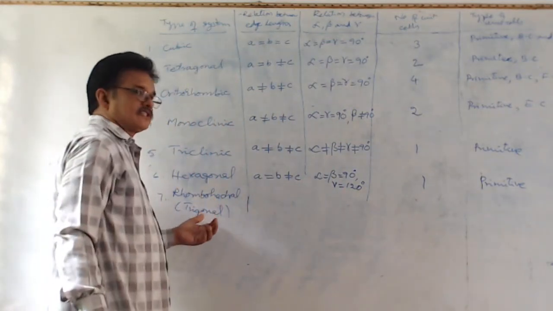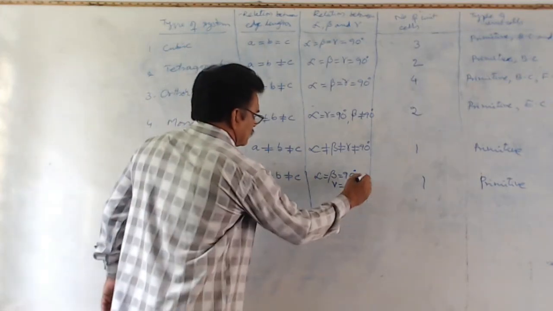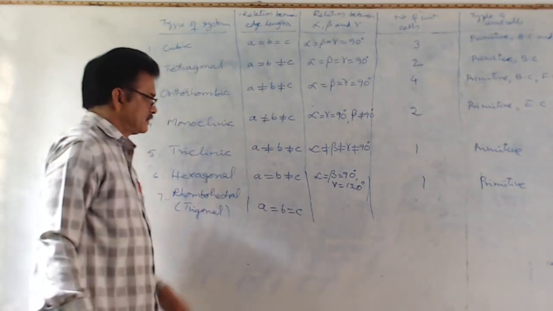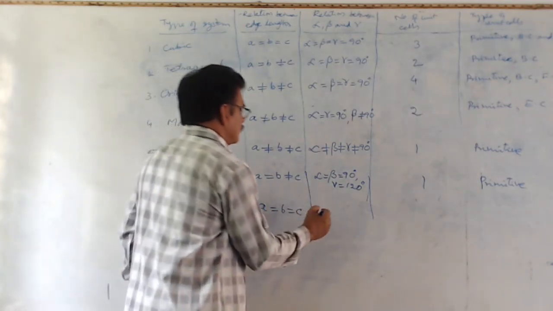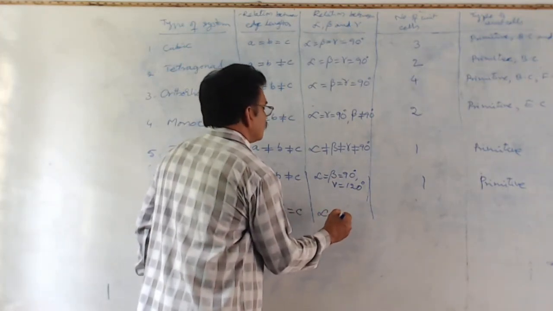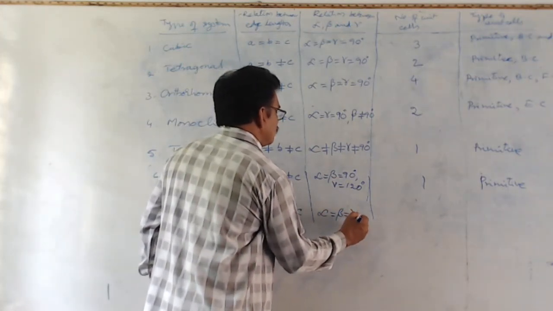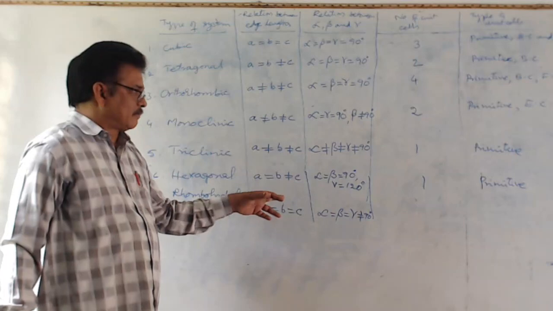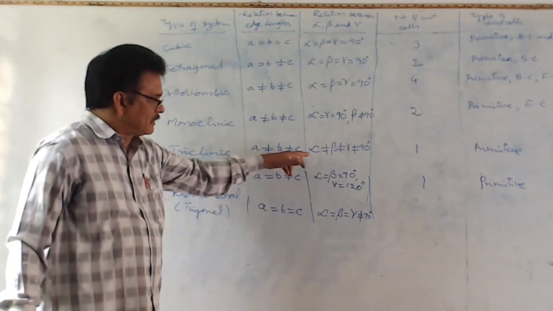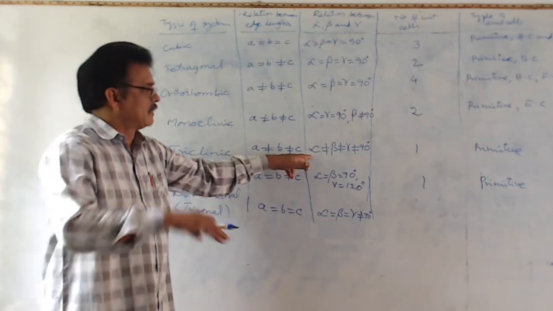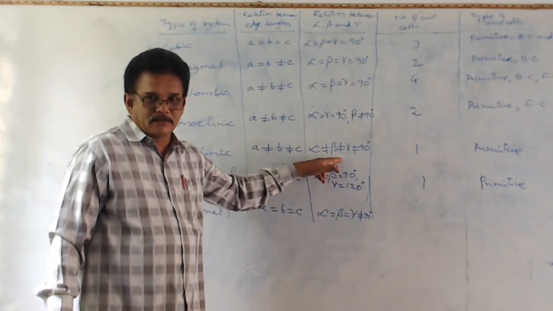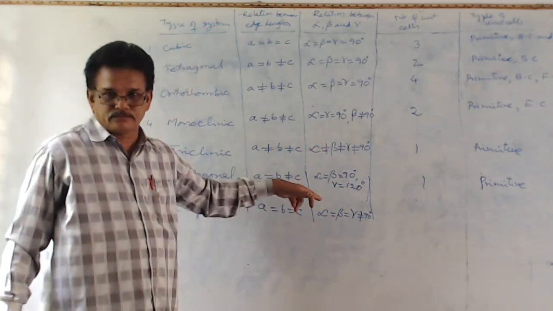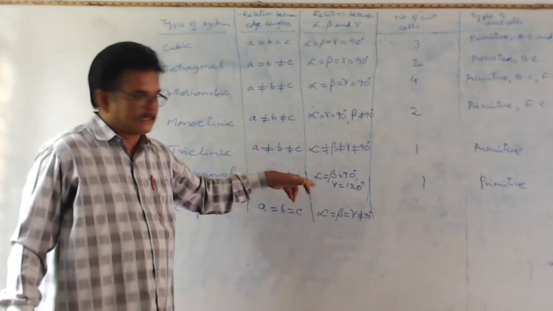In rhombohedral system or trigonal system, okay, A is equal to B is equal to C. That means edge lengths are equal, but alpha is equal to beta is equal to gamma, which is not equal to 90 degrees. These three are equal, but not equal to 90 degrees. Here, these are not equal and not equal to 90 degrees. Okay? These are equal, but they are not equal to 90 degrees. That is the difference between these two. Okay? I think you might have understood the difference between these two.